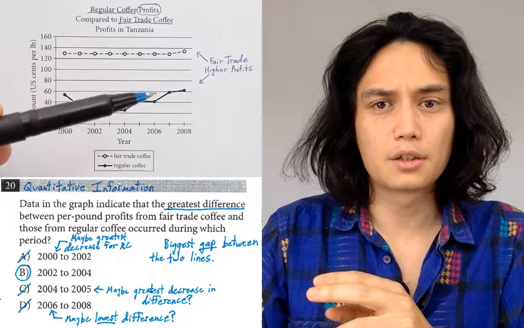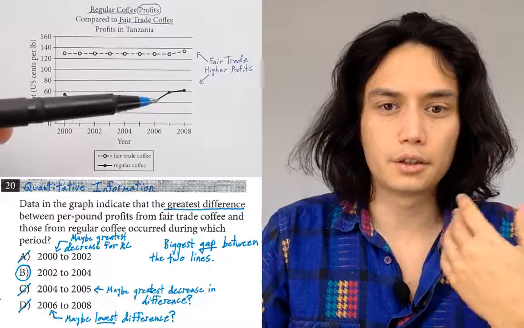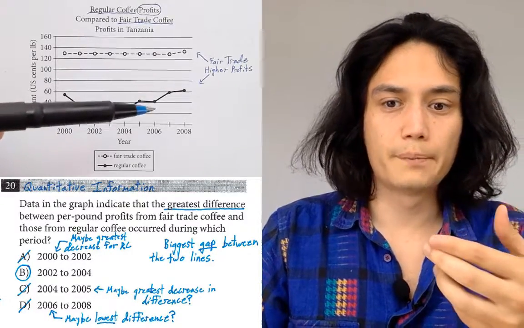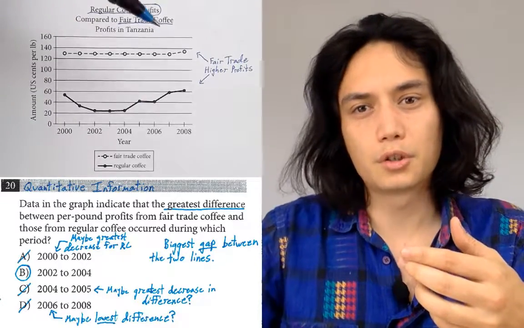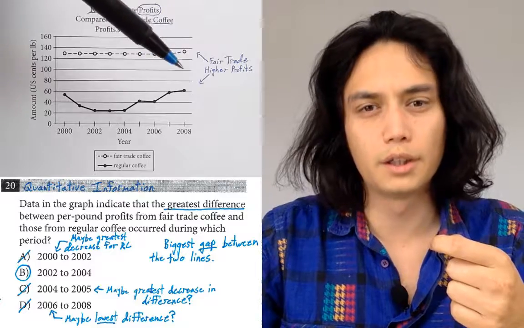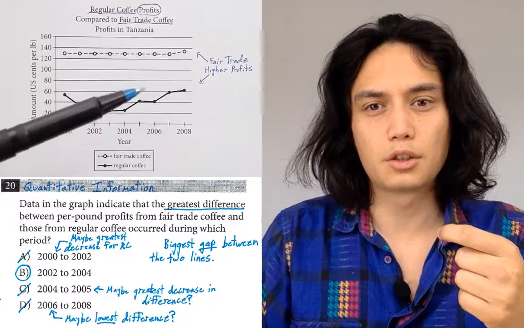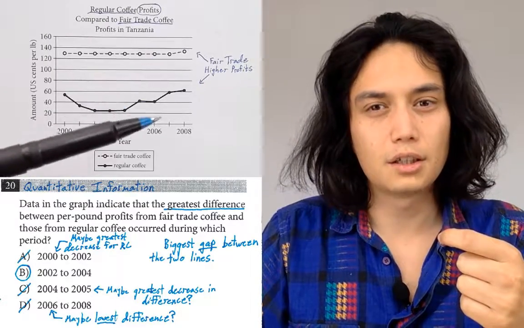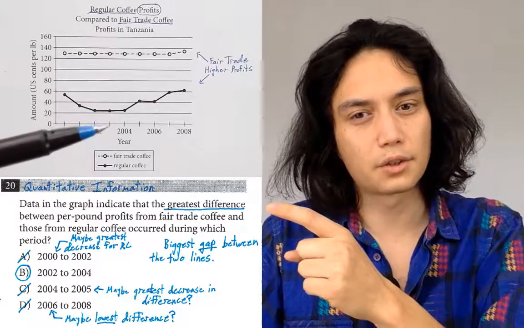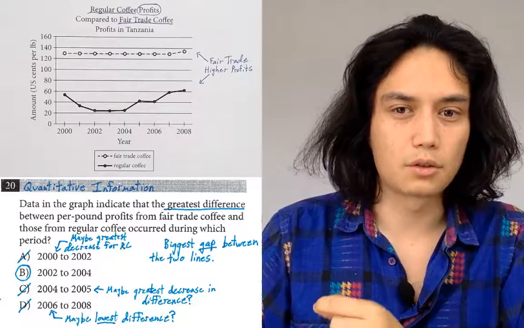What's happening between these years? Well, the gap starts off small, it gets smaller, it's not as small as these. So on the greatest difference terms, it's wrong. But maybe you could have answered answer choice D because you were looking for the smallest difference. This is the place on the graph where the difference between the two graphs is lowest. They're closest to each other. But again, we're looking for the greatest difference, not the lowest difference. So there's the wrongness of answer choice D.